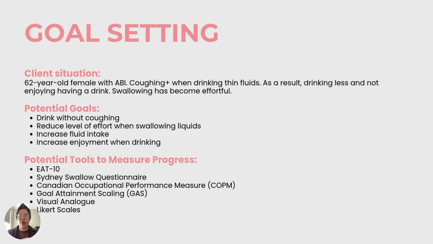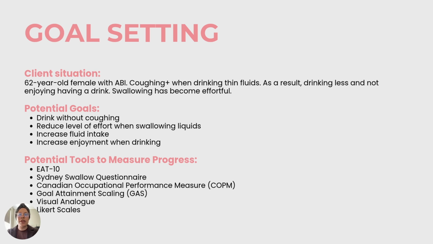And she's got a tally at home where she records how many cups she has. You can technically measure this without using GAS, but if you want to validate a tool that's going to give you a score as to whether or not the change was clinically meaningful, then go with GAS. And then we could use a visual analog scale or a Likert scale that we've made up ourselves. So if we want to use a visual analog scale, so rating something along a line, we might choose a goal like swallowing without effort or enjoying drinking, because these are really subjective and work well on a visual analog scale. And then Likert scales.